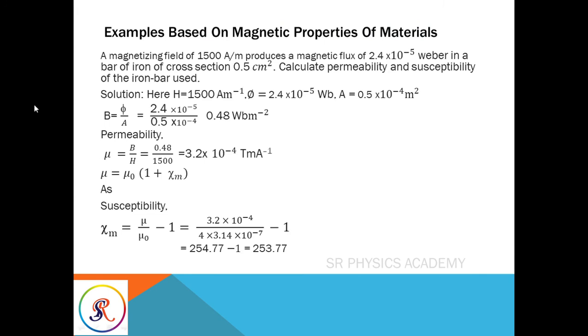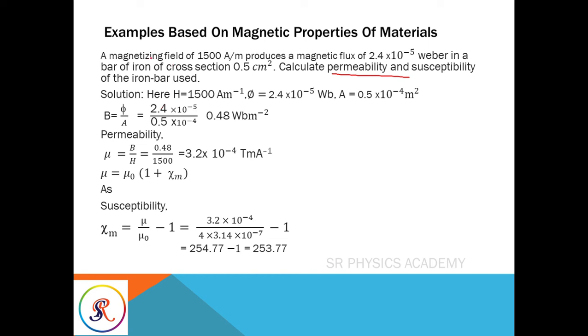Here, an example based on magnetic properties of a material. A magnetizing field of 1500 ampere per meter produces a magnetic flux of 2.4 into 10 power minus 5 Weber in a bar of iron of cross section 0.5 centimeter square. Calculate the permeability and susceptibility of the iron bar used.